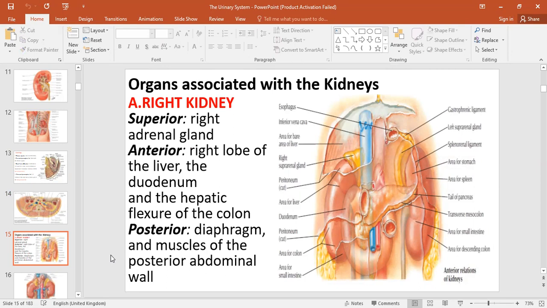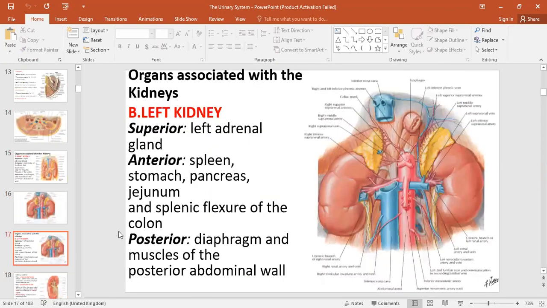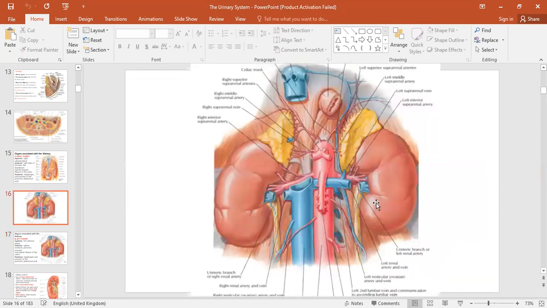Left kidney superiorly is the same. We're going to have the left suprarenal gland. Then in anterior relations, we see that there's a spleen, stomach, pancreas, jejunum, and the left colic flexure. This time we're calling it the splenic flexure. So those are the organs or structures that you find in front of the left kidney.